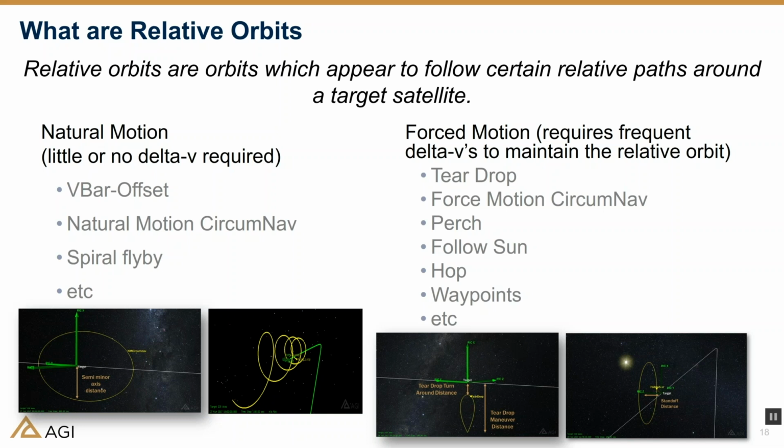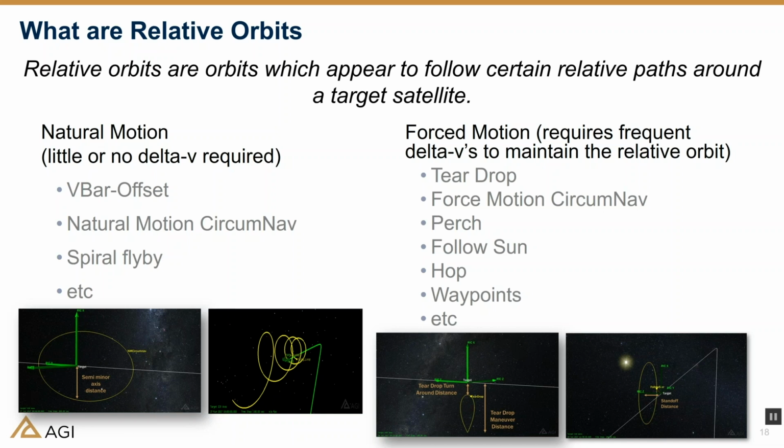You might want one that follows the sun. In that case, you put your satellite between your target and the sun. That gives you really good lighting on the target. It's well lit up and allows you to do a really good inspection. But following that line, again, is not a natural motion and requires maneuvers to stay on that line.